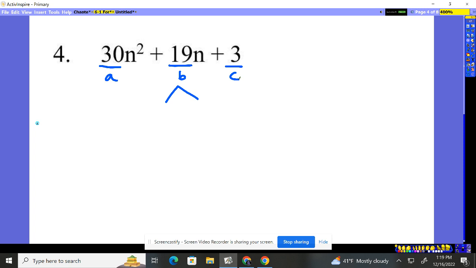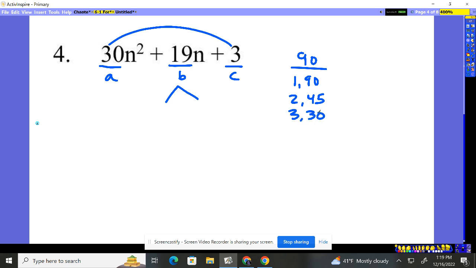Now to start this, what you're always going to do is do the a times the c, 30 times 3, which is 90. Now, just like we used to do, we're going to sit here and break 90 down and say, hey, what multiplies together to give us 90, yet adds to give us 19? So 1 times 90 is 90, 2 times 45, 3 times 30. It has all types of things here.